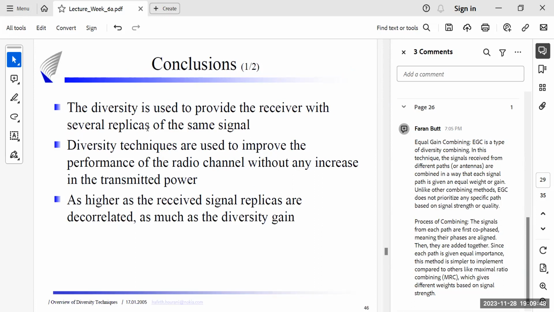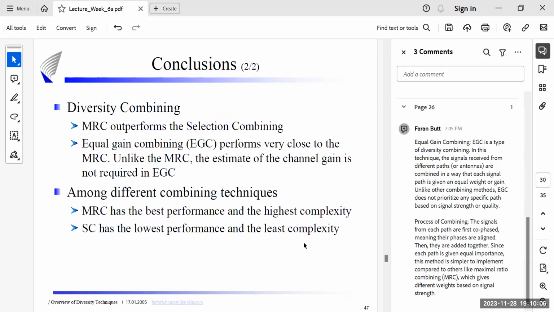Okay, so diversity is used to provide the receiver with several replicas of the same signal. Diversity techniques are used to improve the performance of the radio channel without any increase in the transmitted power. The more decorrelated the received signal replicas are, the higher the diversity gain. As far as diversity combining techniques are concerned, the maximal ratio combining outperforms the selection combining, and the equal gain combining performs very close to the maximal ratio combining. Unlike the maximal ratio combining, the estimate of the channel gain is not required in equal gain combining because all of the branches are co-phased. So you don't need to estimate the channel gain in that case.